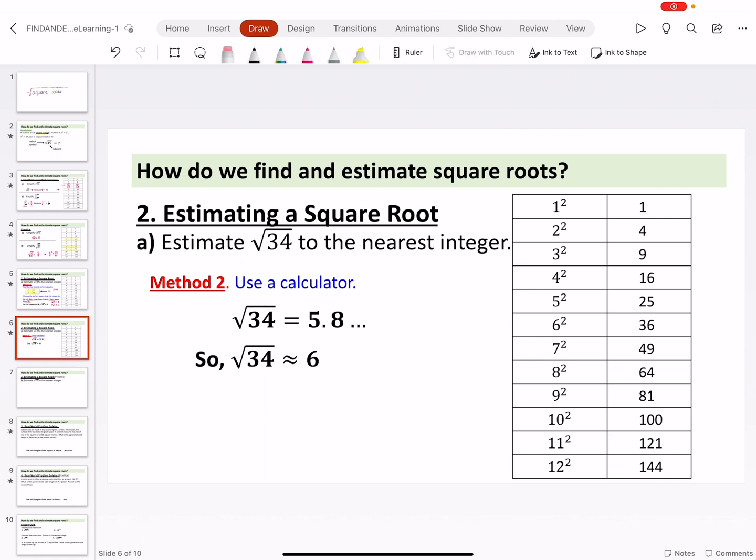So the second method is using a calculator. To use a calculator, you would simply input the function into your calculator. And when I say function, I mean this part, the square root of 34. When you do that, you're going to get 5.8 with a repeating decimal. So then you would round. Since 8 is above 5, you would know to round up to 6, and therefore the square root of 34 is approximately 6. So, like I said, this is the second method. This is one we will not be using very frequently, but if you were asked to approximate a square root, this is another method you could use.